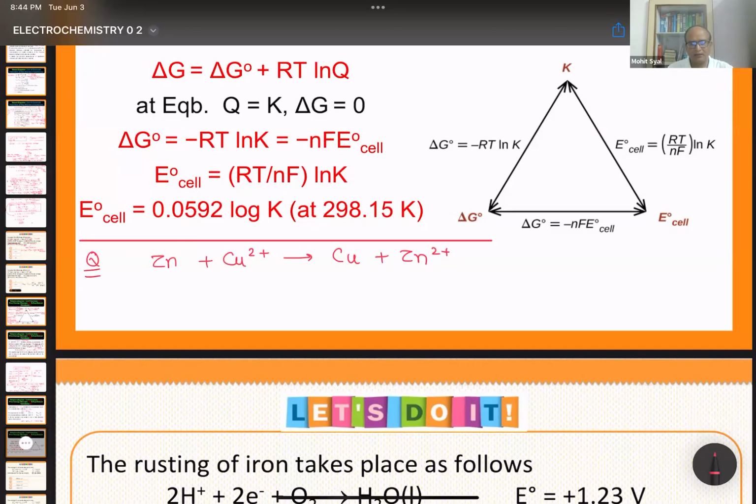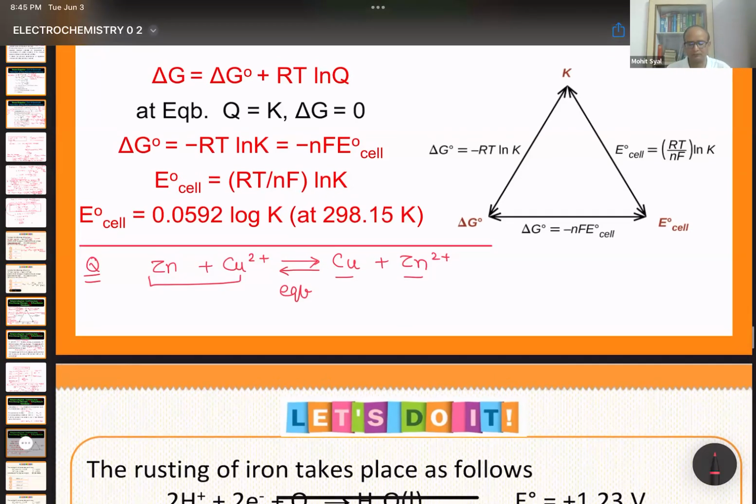So initially, if you start with reactants only, the reaction will move forward. More and more products are forming. But as the products are forming, the products also have the tendency to convert back to reactant. So initially the cell will work. After some time, because you have a sufficient amount of copper and zinc 2 plus, the reaction will happen in the backward direction also. That is the point which is known as equilibrium. If equilibrium is attained, the reaction doesn't move in any direction. It stops. It is happening, but in both directions with equal speed, so no net result is observed. What is the expression for the equilibrium constant?